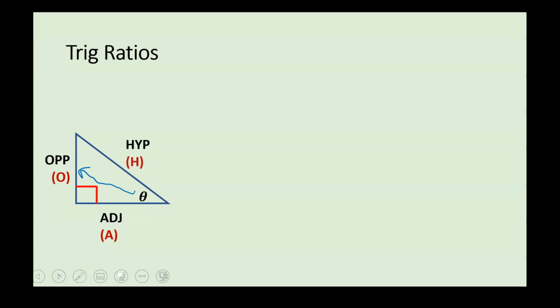And the hypotenuse is always the longest side of the triangle, and the hypotenuse is always opposite of the right angle. So in respect to the angle, this is the opposite side. We have the adjacent side, which is next to the angle, and the hypotenuse, which is across from the right angle.